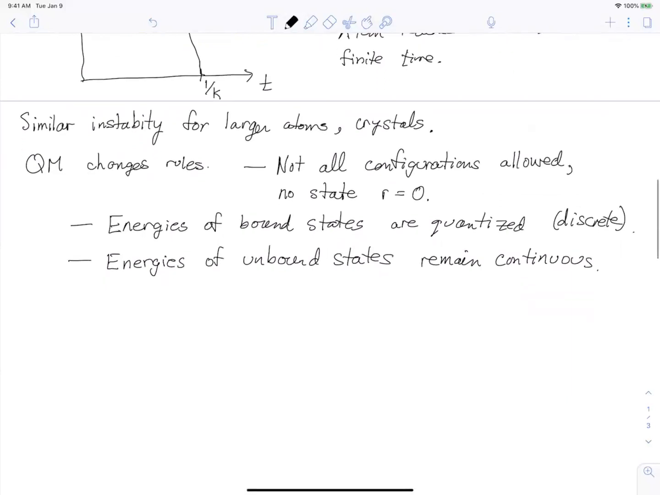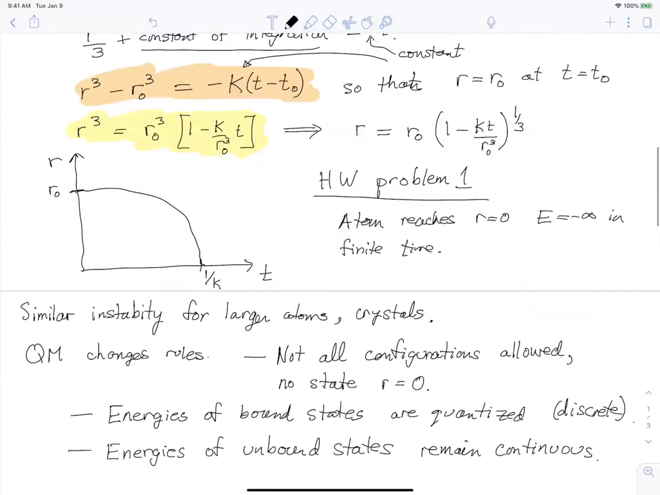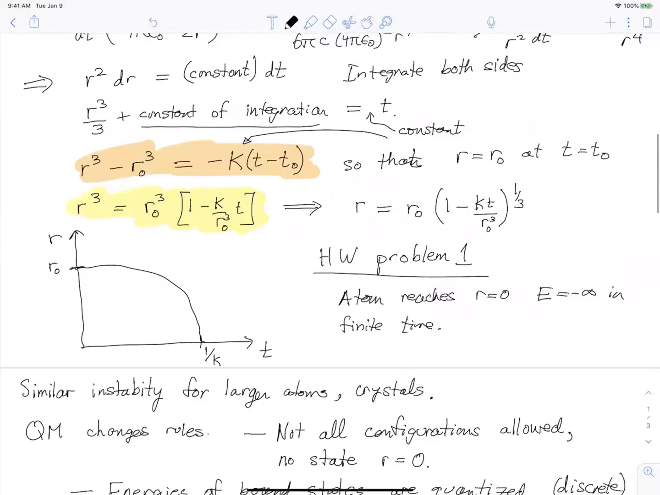Okay, let me pause to see if there are any other questions or things we can clear up on this?